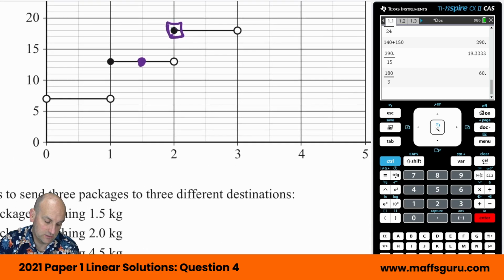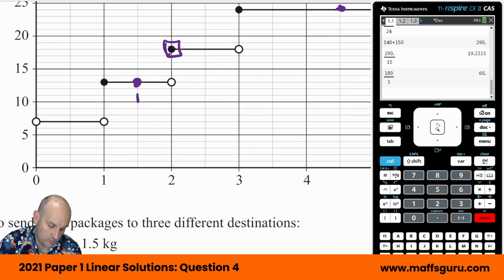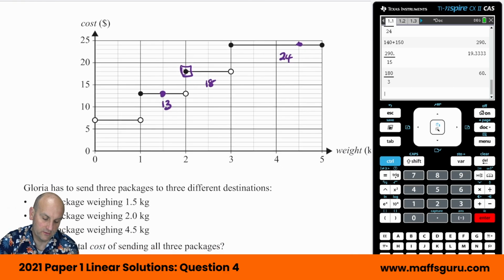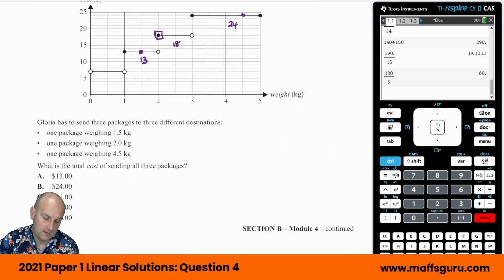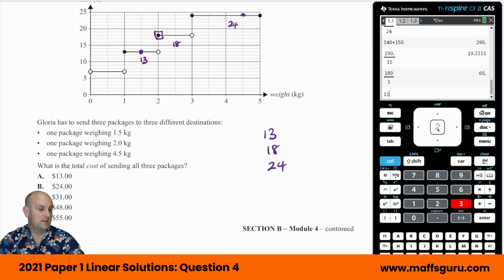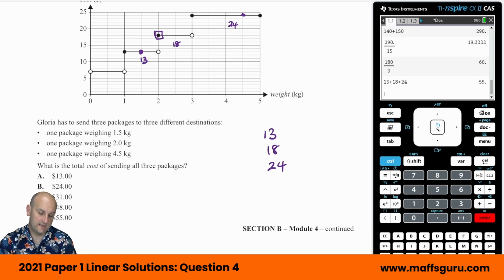So now I'm going to zoom in and make sure I actually read this properly, because I always misread these diagrams. 13, 15, 16, 17, 18, and 24. So those are my costs for those individual step graph bits. And so if I now do 13, 18, and 24, and again, there's nothing wrong with using my calculator, just so that I don't make a stupid mistake, would be E, $55.